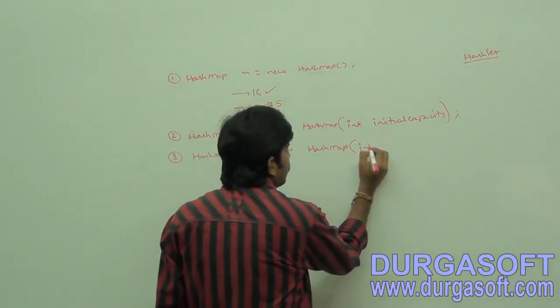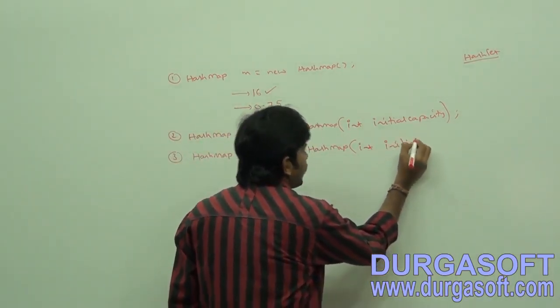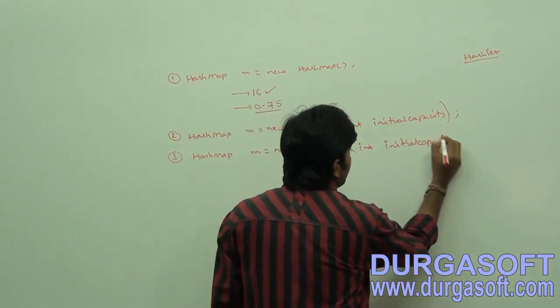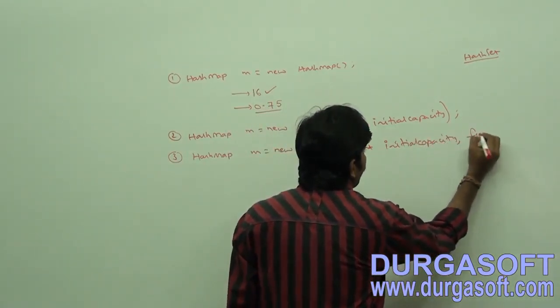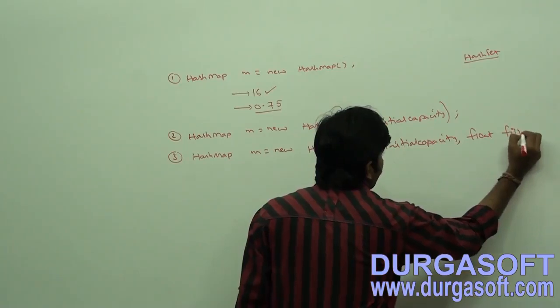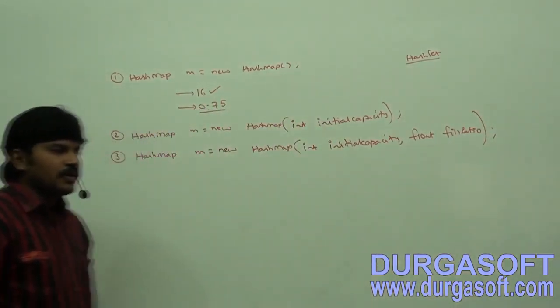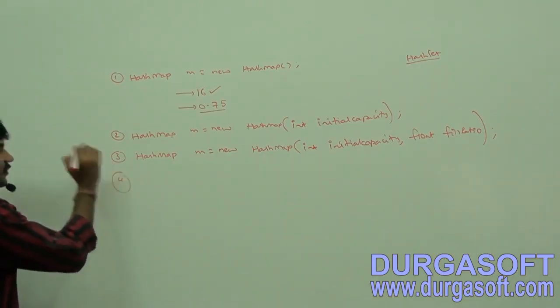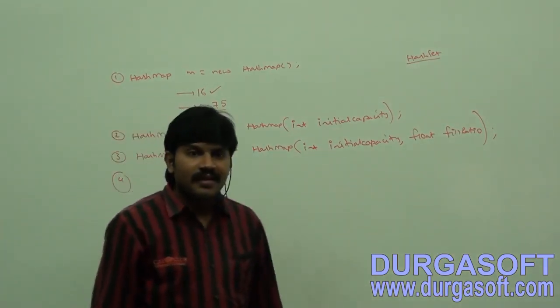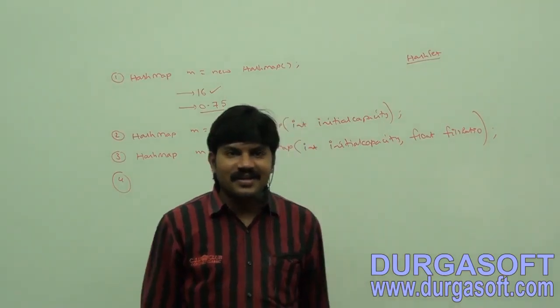Then int initial capacity, comma float fill ratio is the third one. The fourth constructor, sir, is interconversion between, no, it is not collection, right?